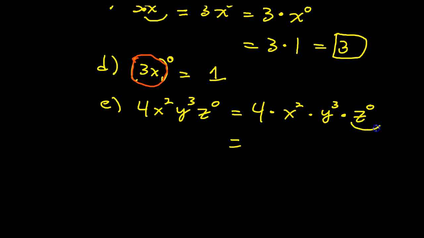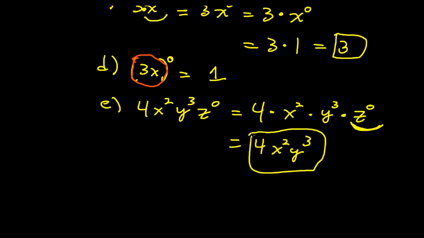Well, the only thing I can really simplify here is z to the 0 power. It equals 1. And of course, I can ignore a redundant multiplier of 1. Anything times 1 is itself, of course. So if z to the 0th power equals 1, the remaining simplified expression is 4x squared y cubed.